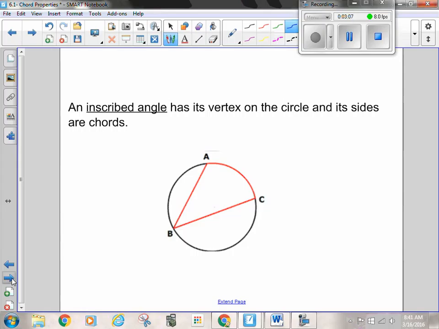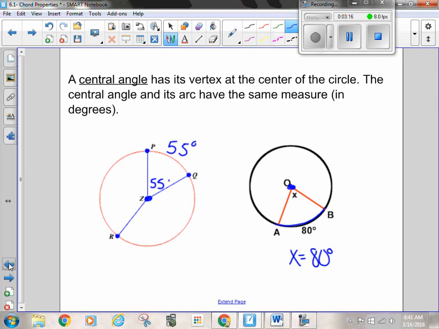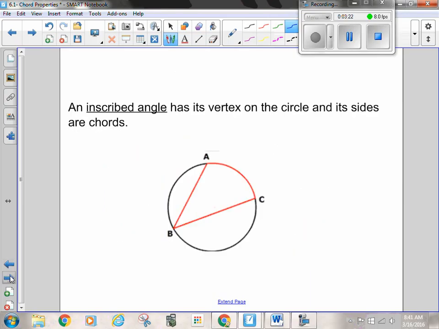An inscribed angle has its vertex on the side of the circle, and its sides are chords. So the difference between an inscribed angle and a central angle is to look where that vertex is. Here it's in the center. It's called a central angle. In an inscribed angle, my vertex is on the circle.